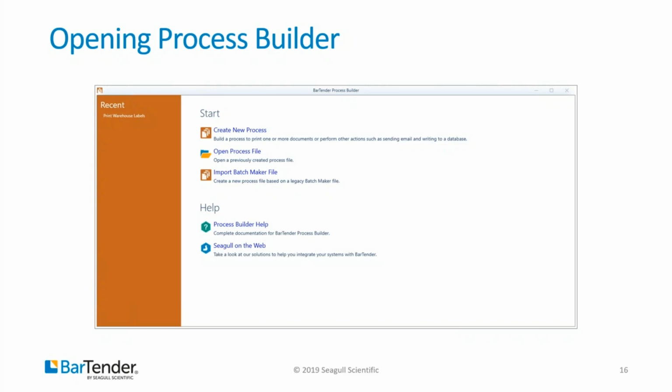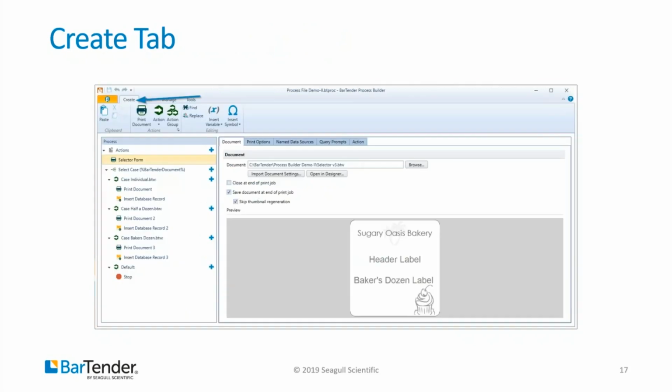So it's important to know that you can import those files, and then just your help, so Process Builder help and SQL on the web. So once we create a new process, let's just say I hit create or open, but let's pretend I hit open here. I create a new process. I'm going to jump to this window. Now, this is actually one of our demos that we're going to see later today.